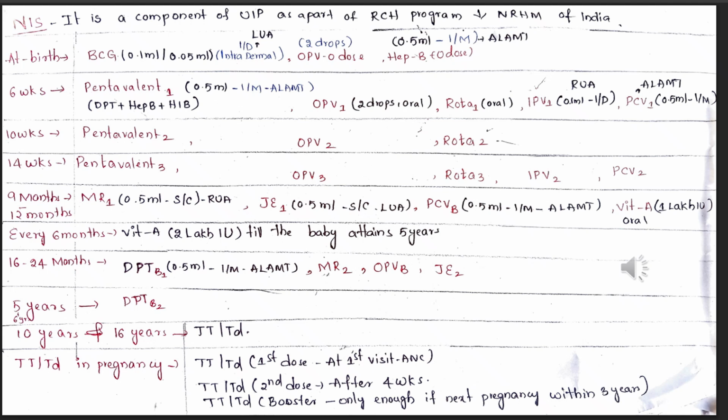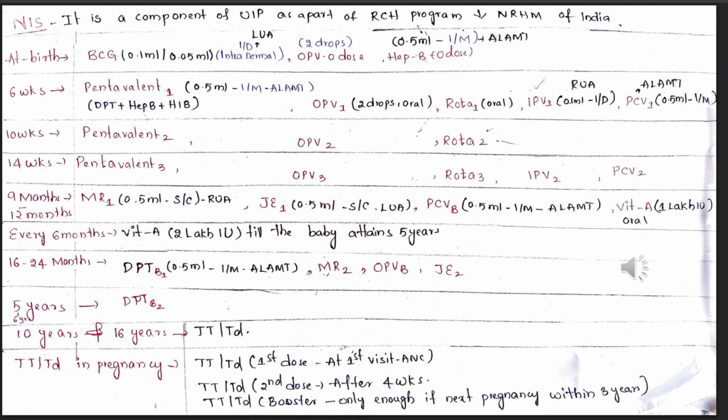And next, after 9 months, we are giving vitamin A every 6 months until the baby attains 5 years of age. So every 6 months we should give. At 9 months, which is below 1 year of age, we are giving 1 lakh international units. From the second dose onwards, every 6 months, we will give 2 lakh international units till the baby attains 5 years of age. Only the 9 month dose is 1 lakh international units, the rest of the doses are 2 lakh international units.